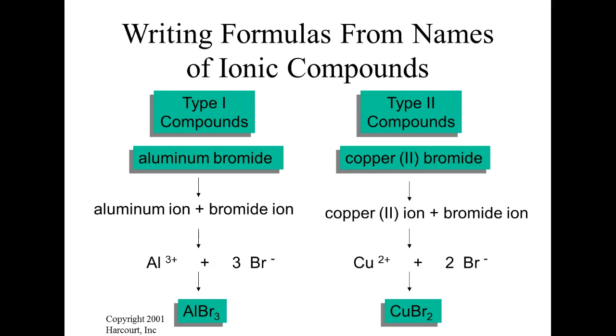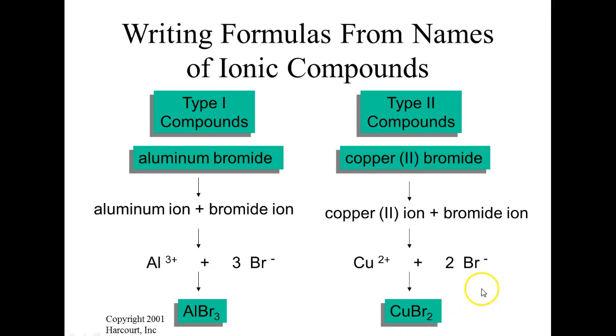So type 1s, they don't change their stripes. They're like tigers that don't change their stripes. They always have the same charge. So aluminum on the left-hand side here has a +3 charge, and bromine always has a -1 when it becomes an ion. So to make that 0 charge, we need 3 negative guys. We need 3 negatives to balance out the +3. So that means the formula is going to be AlBr3 to make everything balance to 0.